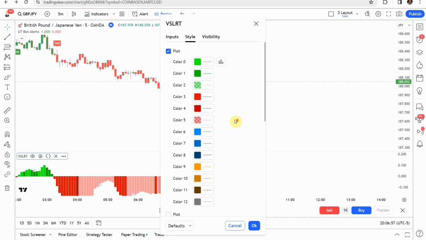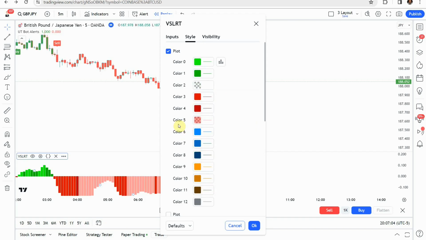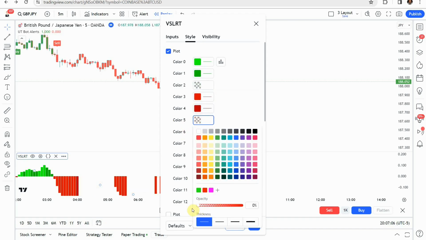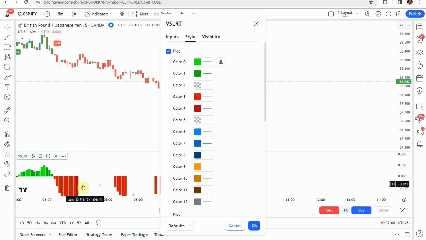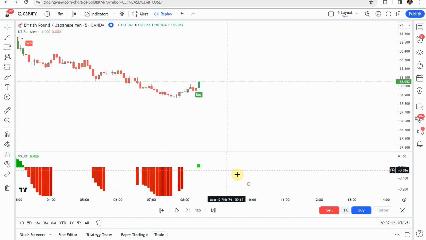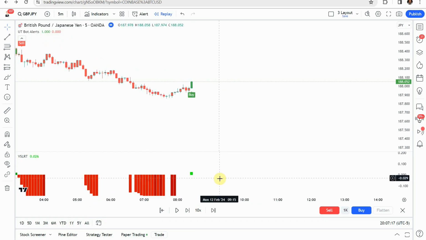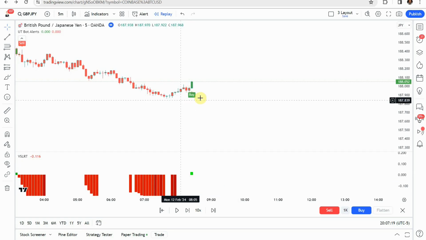So under the plots, this color 2 right here, we're going to turn the opacity down all the way. And the color 5, we're going to turn the opacity down all the way. Now you can see that we have some breaks in the histogram bars, and so now we have just the bright, vibrant colors being displayed. When we get a buy tag now, we're going to look down for a green bar to appear, and it should be one of the bright, vibrant ones. And you see that we get that right here.